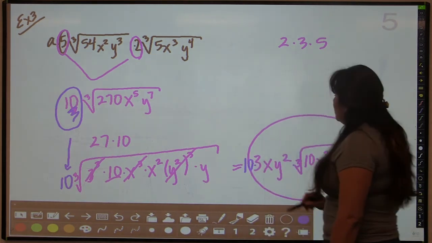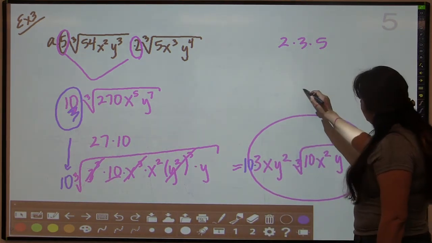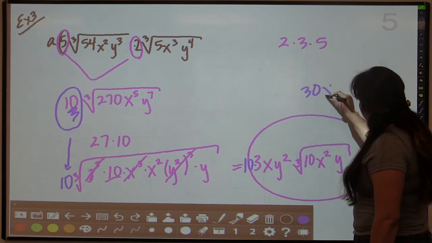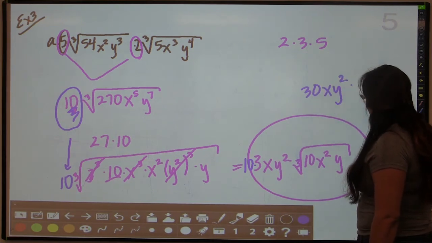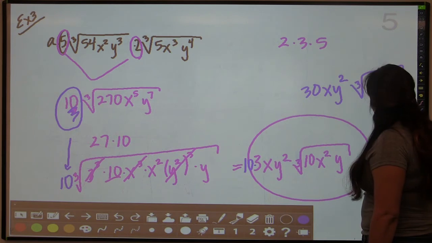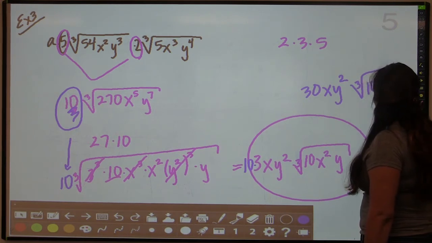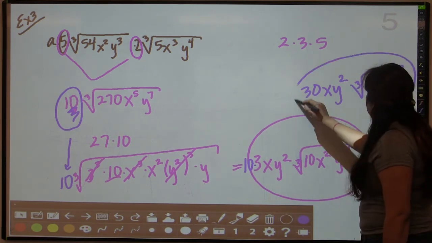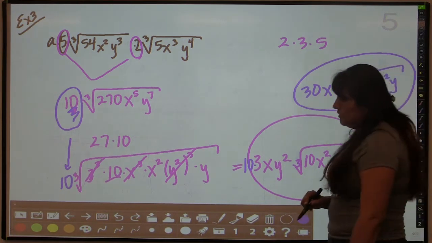And then 10 times 3 is 30, so our actual final answer will be 30x y squared cubed root of 10x squared y. That, indeed, is our final answer.